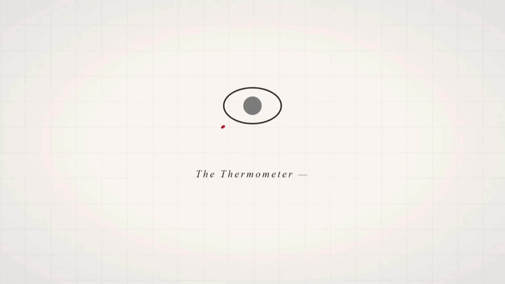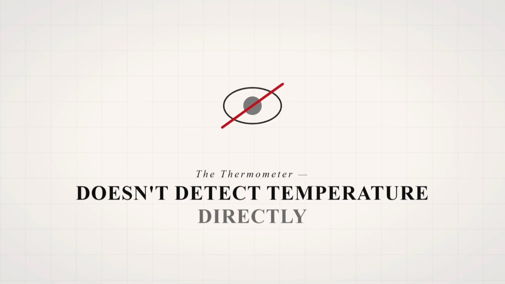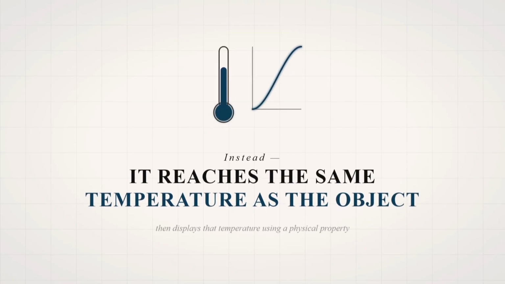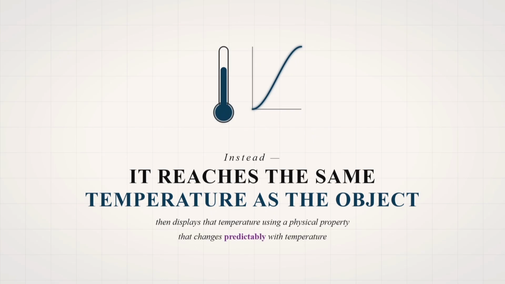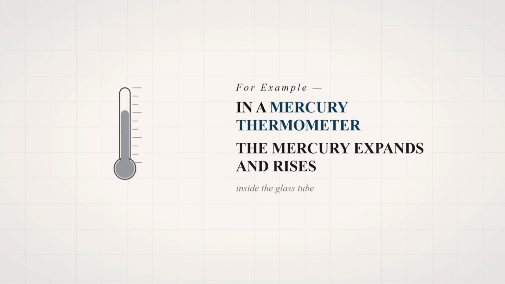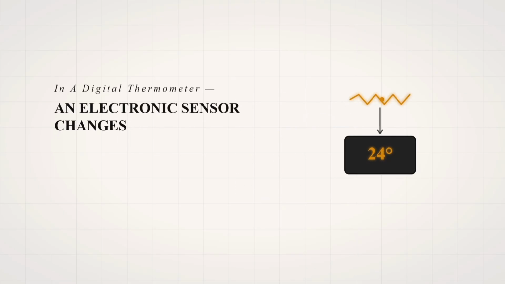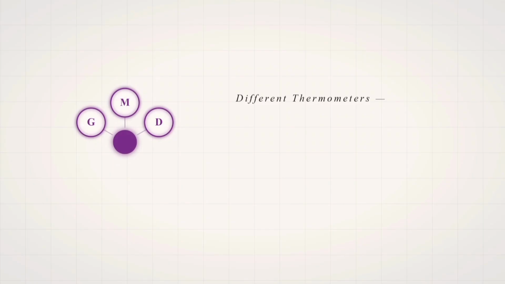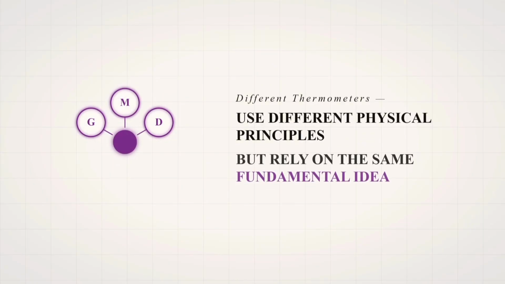The thermometer doesn't detect temperature directly. Instead, it reaches the same temperature as the object and then displays that temperature using a physical property that changes predictably with temperature. For example, in a mercury thermometer, the mercury expands and rises inside the glass tube. In a digital thermometer, an electronic sensor changes its electrical resistance, which is converted into a temperature reading. Different thermometers use different physical principles, but they all rely on the same fundamental idea.